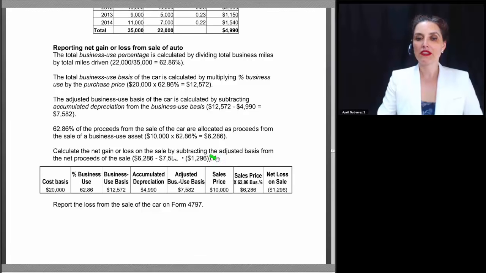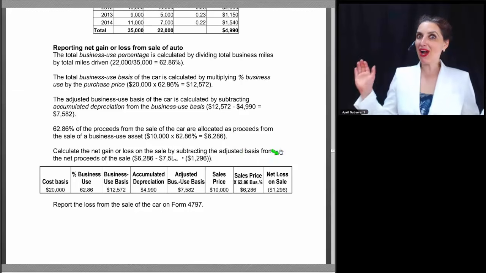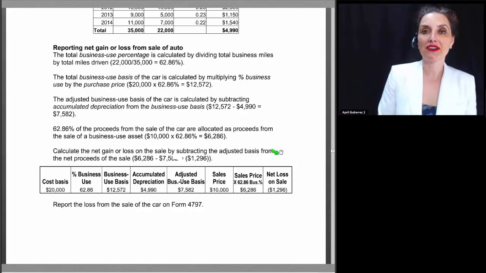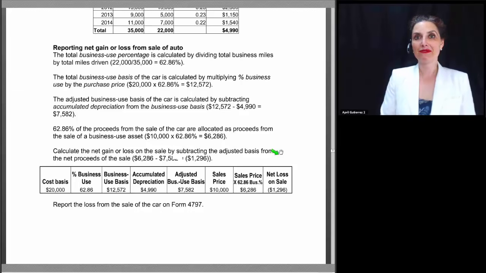Next, we have the sales price, and we also need to multiply that by the business use percentage of 62.86%. When we do that, we get $6,286, and the bottom line is we have a loss on the sale of $1,296. Where would I report this on 4797? It would go on 4797 in Part 1, yes.